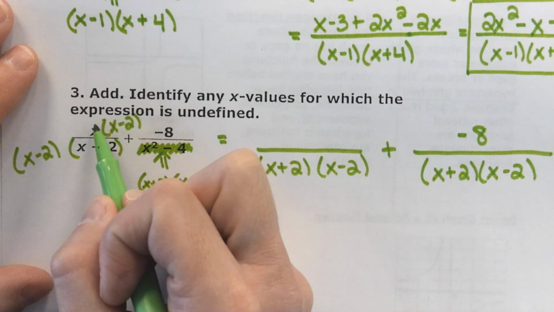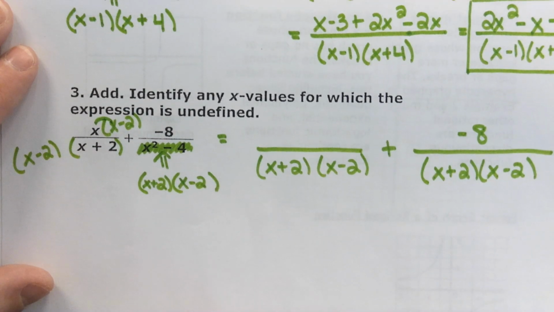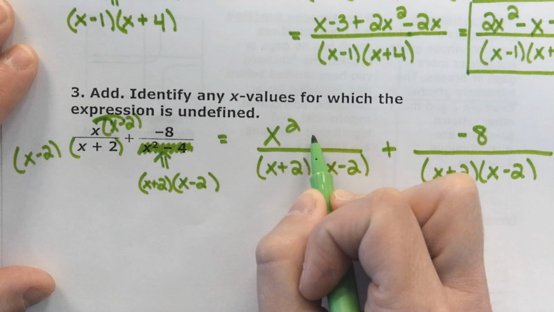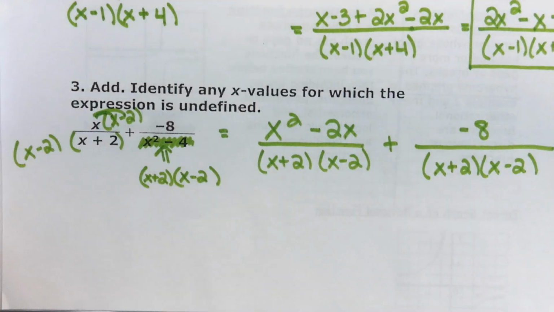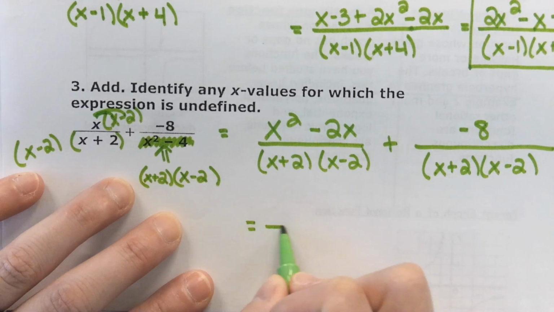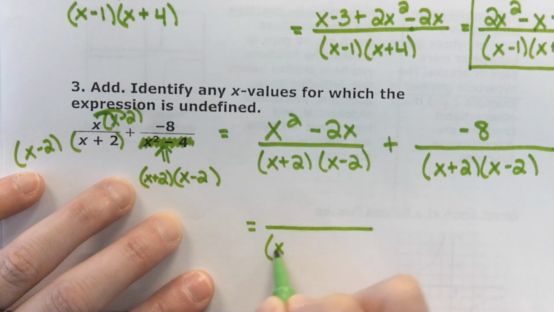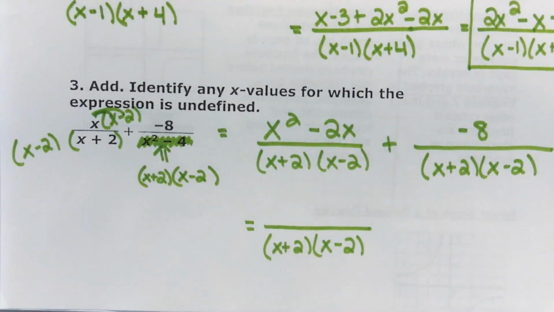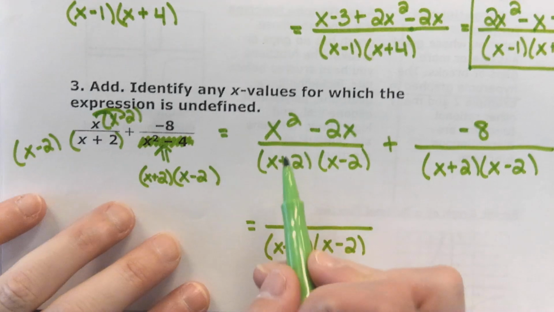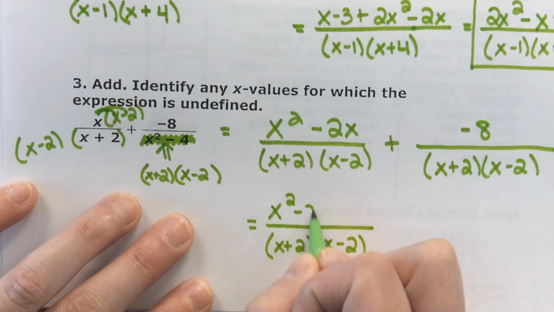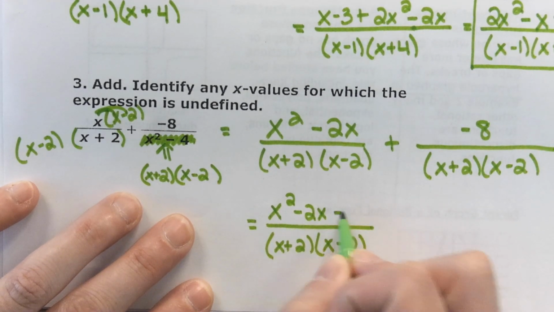All right, let's multiply the top. x times x is what? x squared. x times negative 2, negative 2x. All right, let's add everything in the top together. So in the bottom, we have x plus 2, x minus 2. So again, the bottom's nice because we know, just keep carrying it on through. In the top, let's add all our things. x squared minus 2x minus 8.